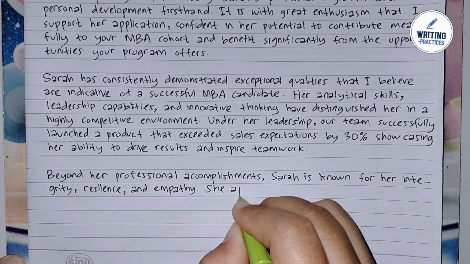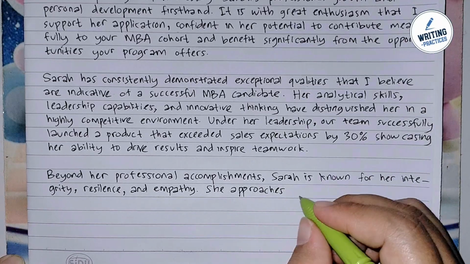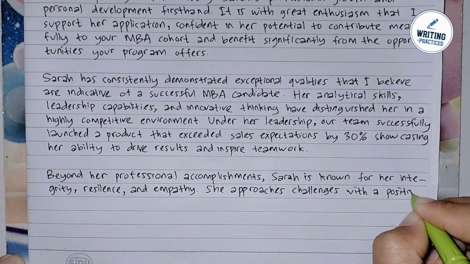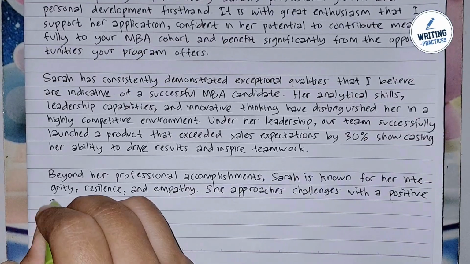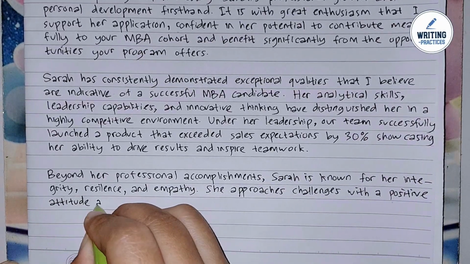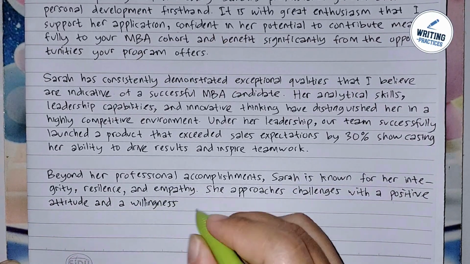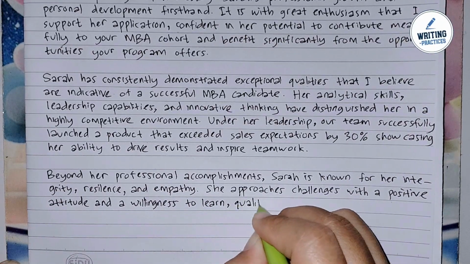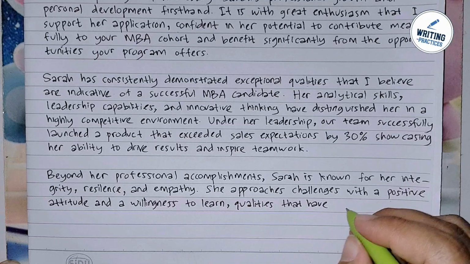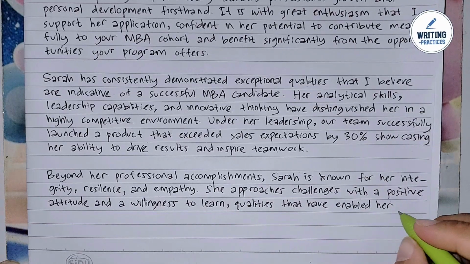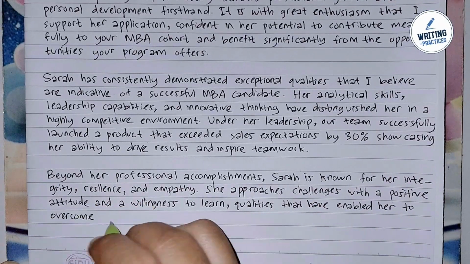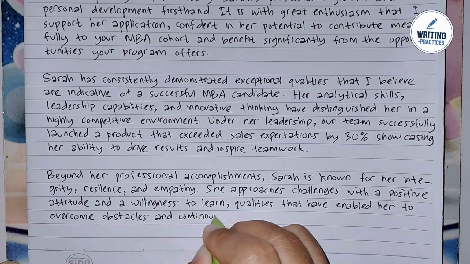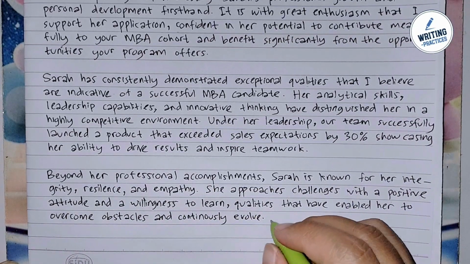This is the example of how you write it. Beyond her professional accomplishments, Sarah is known for her integrity, resilience, and empathy. Not only that, but you need to also explain how the applicant handles challenges and obstacles. You should emphasize their positive attitude and willingness to learn. For example, you can write something like, she approaches challenges with a positive attitude and a willingness to learn, qualities that have enabled her to overcome obstacles and continuously evolve.